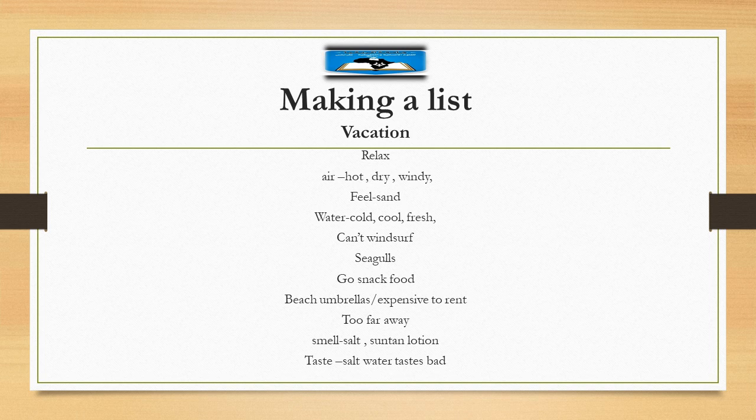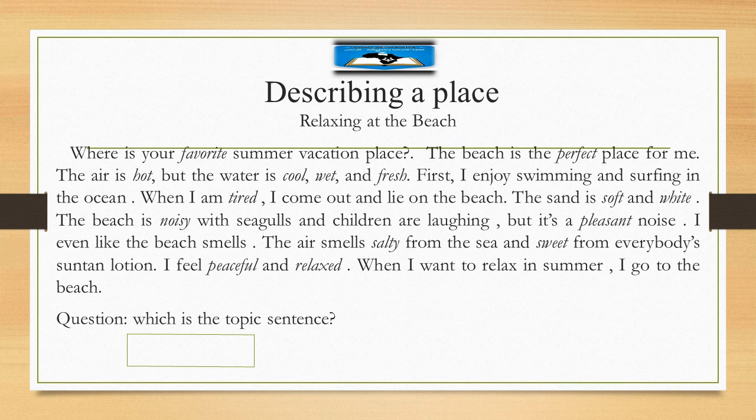So here I'm just brainstorming, okay? I'm just writing words. Some of them may be relevant, some of them are not. Some of them I may cross out, some of them I may leave, okay? That depends on the idea when you start writing your ideas in an organized way. So this is describing a place, relaxing at the beach, and this is how the paragraph looks.